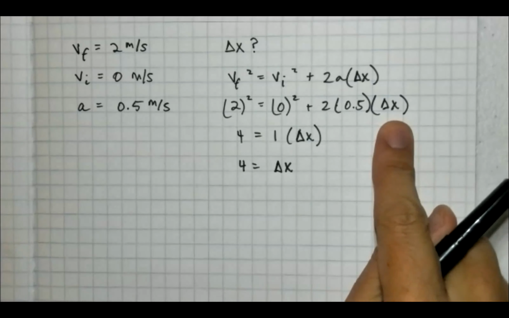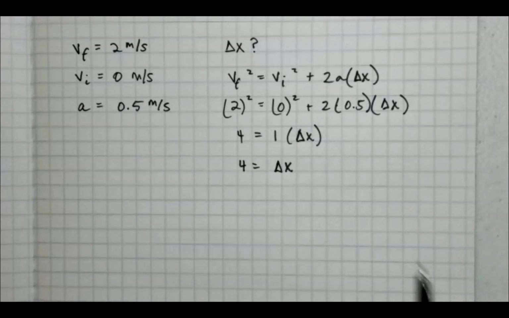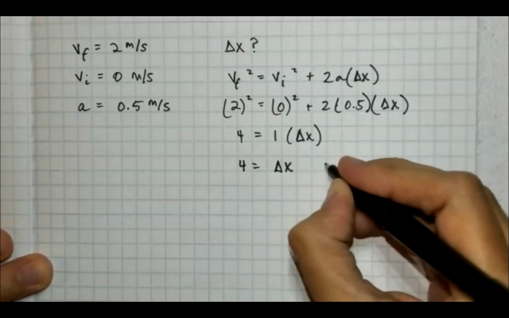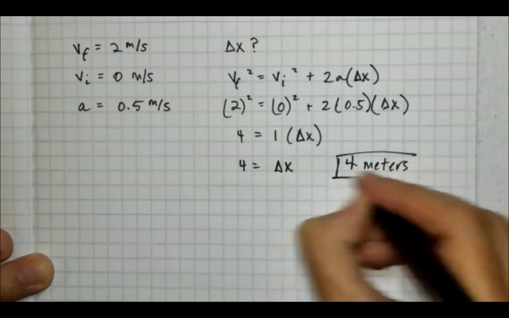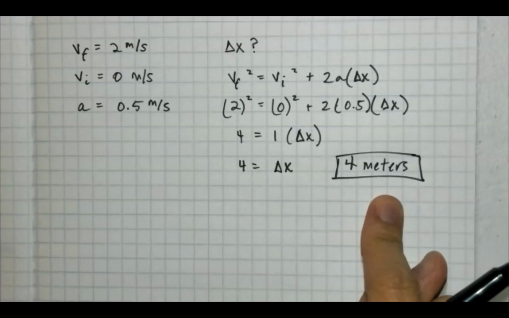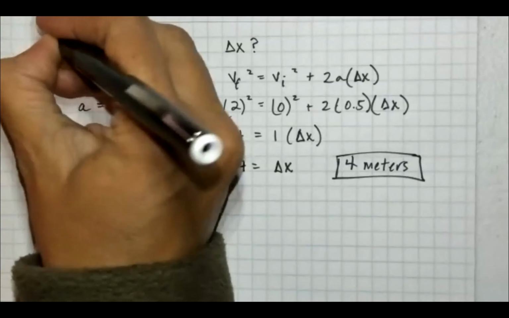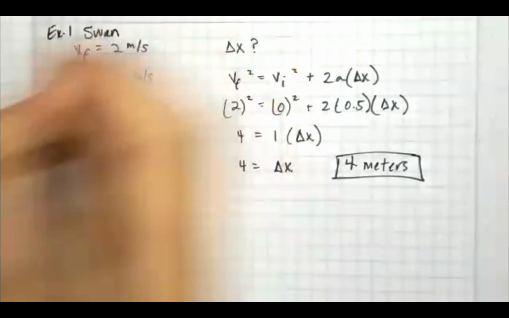So the math on that one worked out fairly nicely, and I didn't have to do a lot of rearranging. But I also want to write my answer with units, 4 meters. So that's how far the swan goes before it actually takes off into flight. Okay, that was my first example. I'm going to put swan.